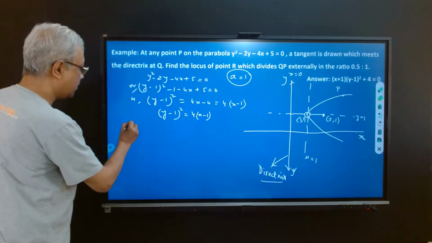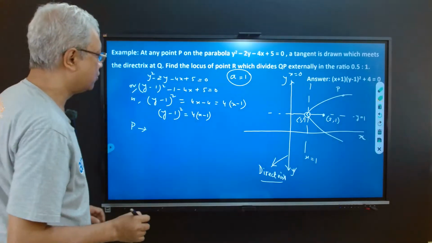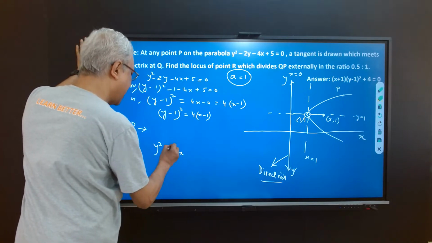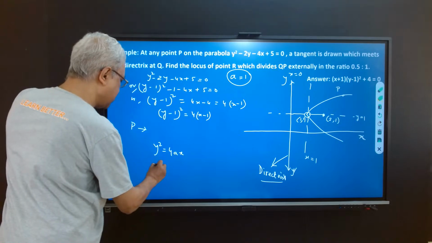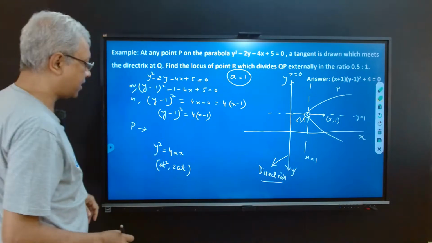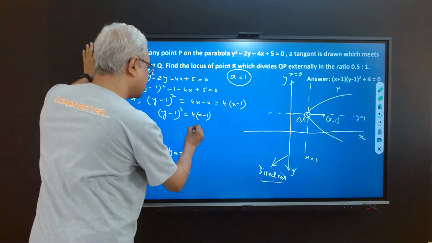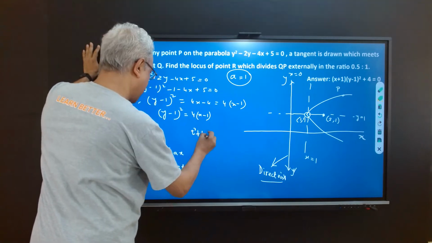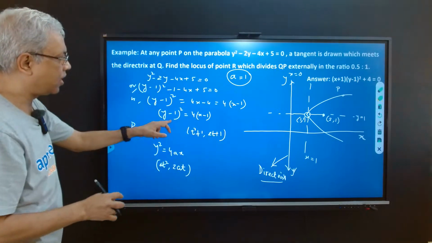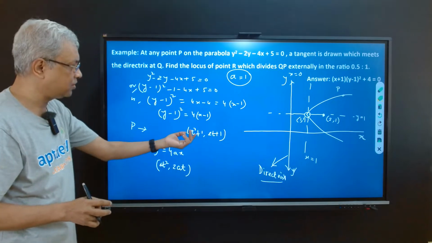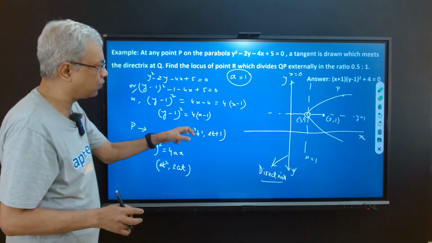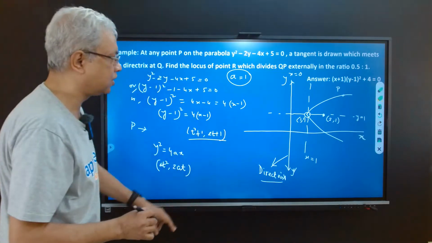Just recall, for y square equal to 4ax, the parametric coordinate is a t square, 2at. So in this case, it will be t square plus 1 and 2t plus 1. So t square plus 1, 2t plus 1 satisfies this equation. 2t plus 1 minus 1 squared is 4t square, and here, t square plus 1 if I substitute, then also 4t square.